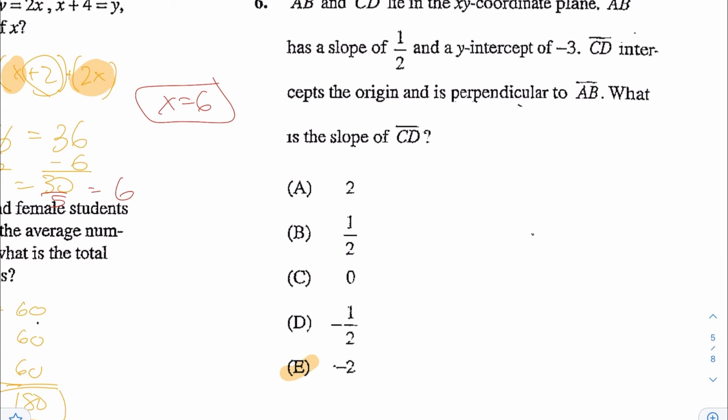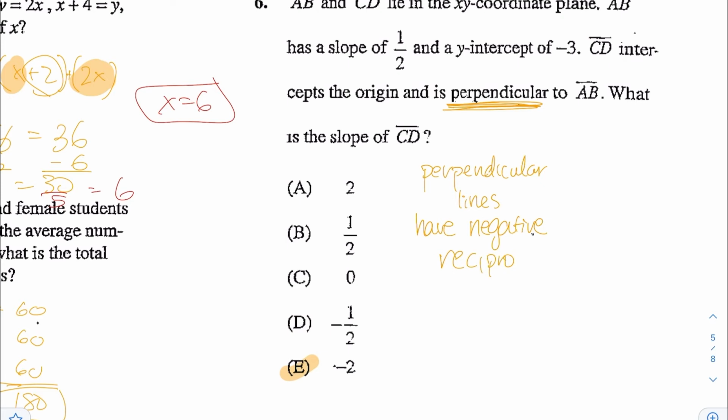All right, next for number 6, line AB and CD line in the XY coordinate plane, and AB has a slope of 1/2 and a y-intercept of -3. CD intersects the origin and is perpendicular to AB. What's the slope of CD? So because here the keyword is perpendicular. Perpendicular lines, they have negative reciprocal slopes. And that's just the fact that you need to memorize.